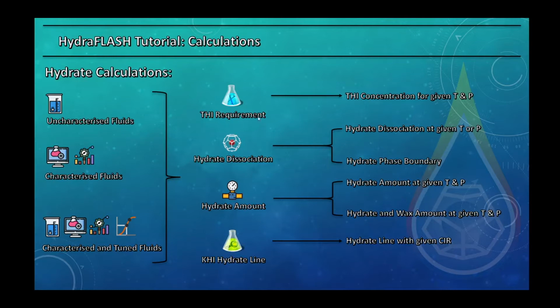We have 4 different calculation modules in hydrate modeling calculations in HydraFLASH. This includes THI requirement calculation, hydrate dissociation, hydrate amount calculations, and KHI hydrate line. Like other calculations, when a fluid has been introduced, tuned or characterized, it can be used to perform any of these hydrate calculation modules.